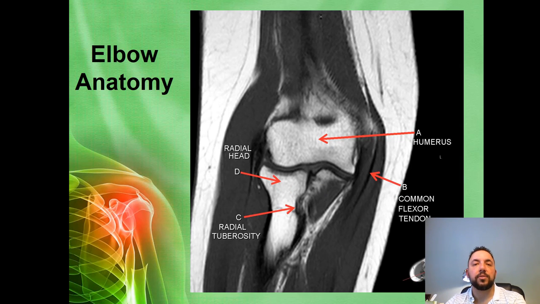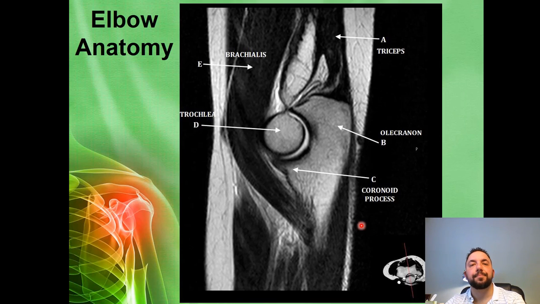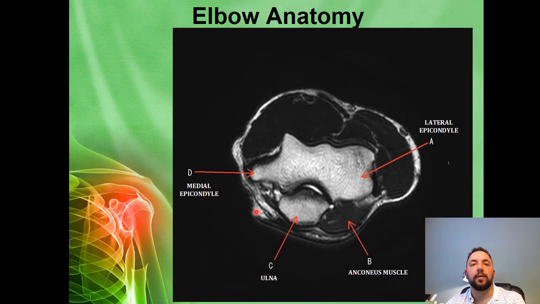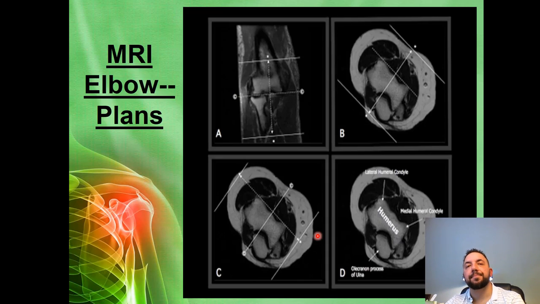As we get a little more centered in the elbow, the radial head, the radial tuberosity where the biceps tendon would insert, the common flexor tendon. In a sagittal view, and again a sagittal T2, a little bit of fluid in the joint, the brachialis muscle, again muscles always going to be dark on T2, triceps, the olecranon, and the coronoid process, again a sagittal oblique in the elbow. Medial epicondyle, lateral epicondyle, the ulna, and the anconeus muscle.